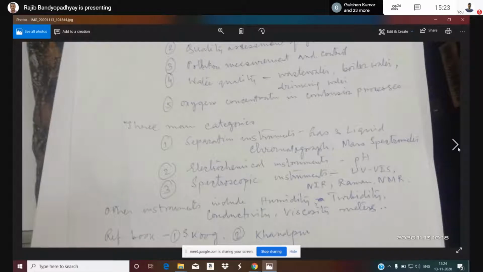Now, these electrochemical instruments are also used extensively for different purposes. One is pH measurement. Do you have any idea how pH is measured? What is the basic principle of measurement of pH? Anybody? So, hydrogen ion concentration. Right. And there is one electrode used for that sensing. What is that electrode? What is the composition of that electrode?